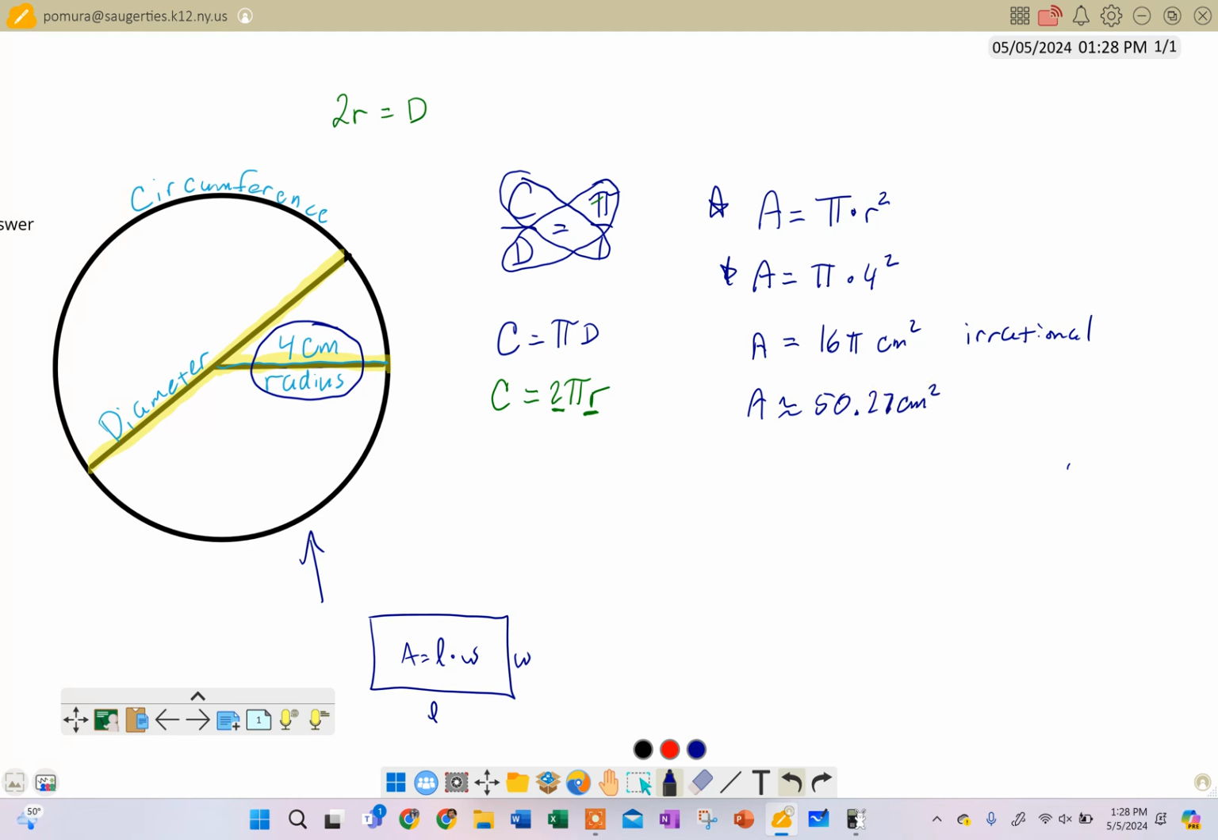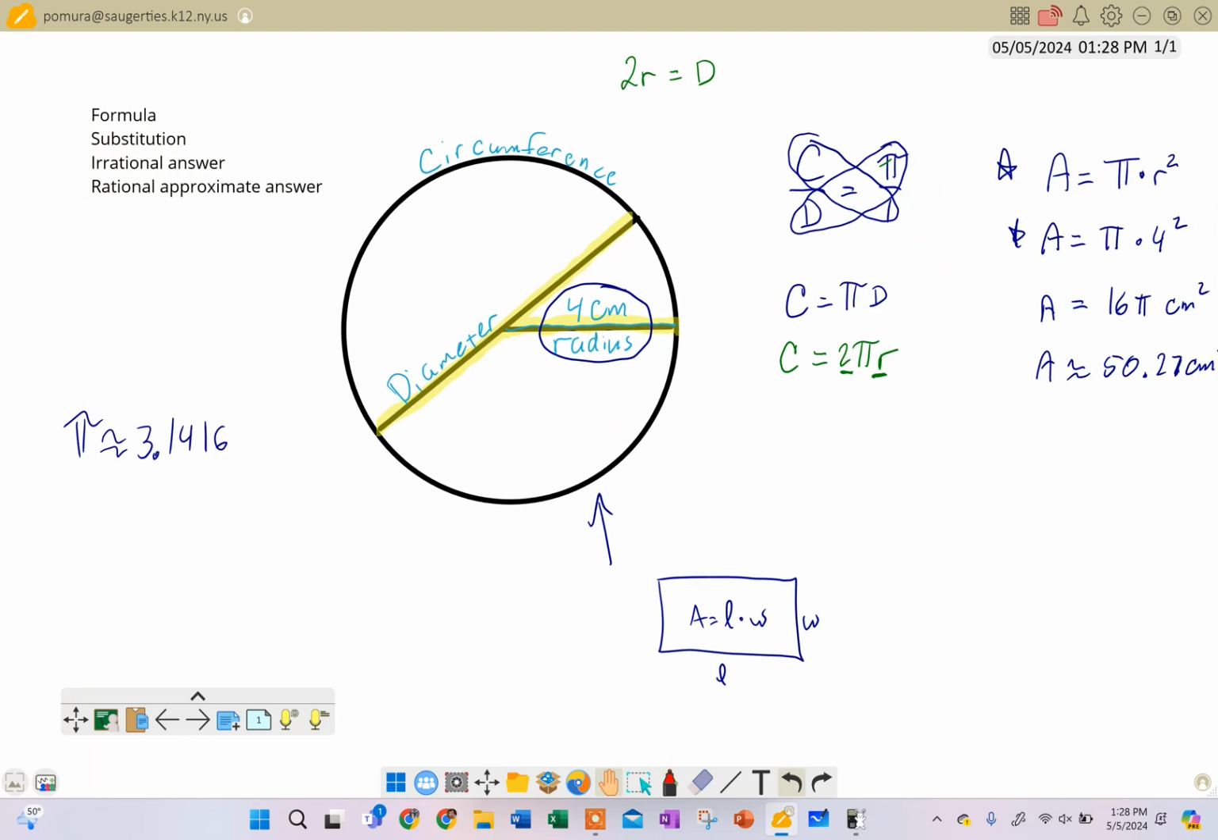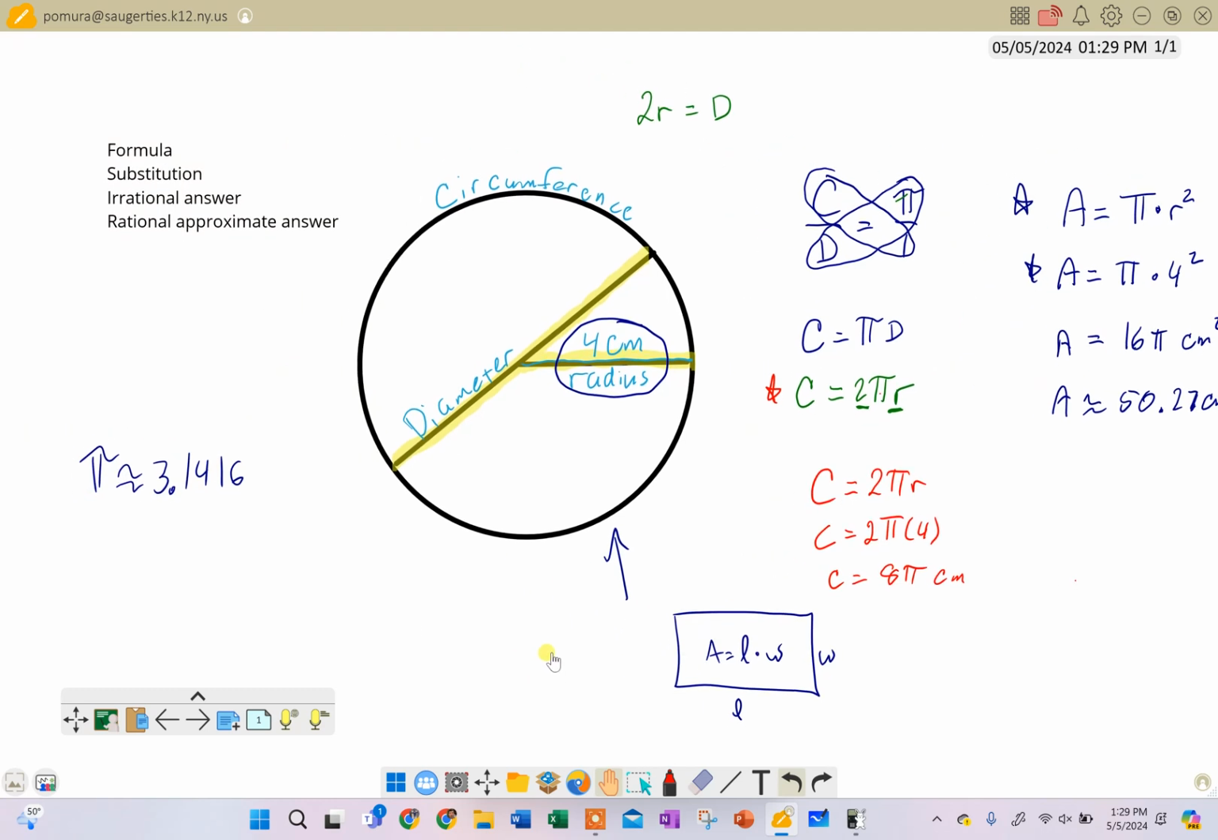Now, if I were to use the circumference, I would go back to those 4 steps, and they are, write the formula. So I'm going to say circumference equals, because I have the radius, I'll use 2 pi r. I'm going to substitute in my radius. It's going to be 4. Circumference equals 8 pi centimeters. Notice this is a distance, so we're using centimeters, not centimeters squared. And that's my exact answer. That is my irrational answer.